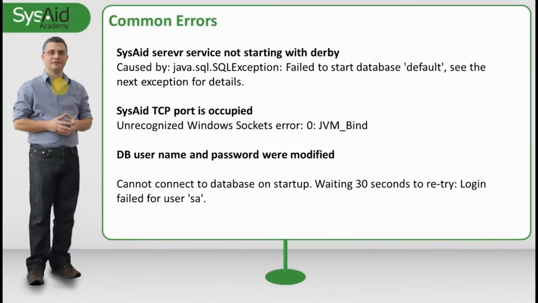The first one is related to the DRP database, where the database is not found and you can't connect to the SysAid software. If you go to the SysAid log files, you will see this error: Fail to start database default. What happens is sometimes the log files in the DB folder can cause this error.